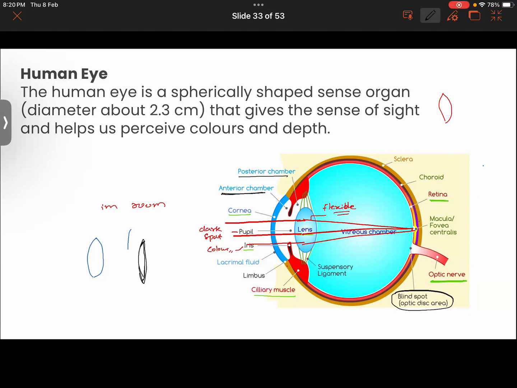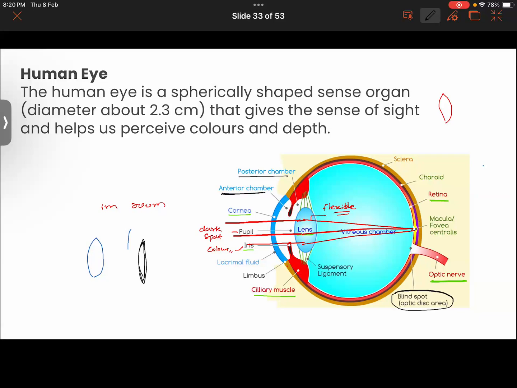So there is a lacrimal fluid that is always there on the cornea. Due to the presence of lacrimal fluid, the cornea is always wet, right? Okay. So now let's understand the working of the eye in detail.